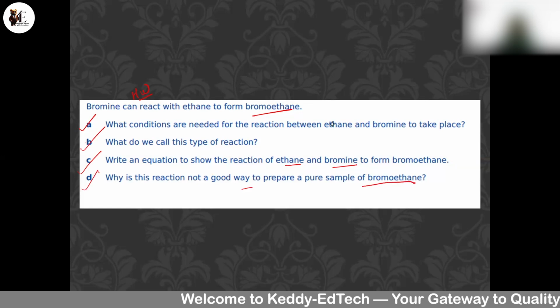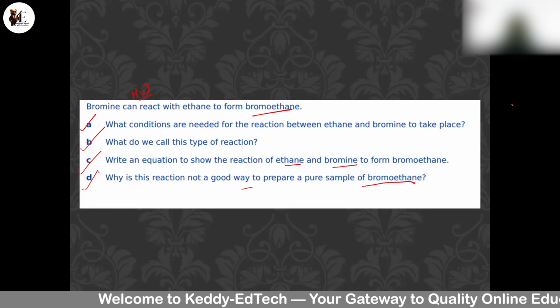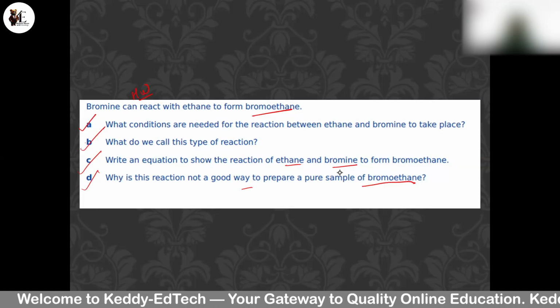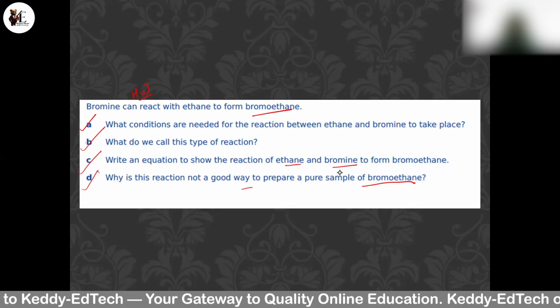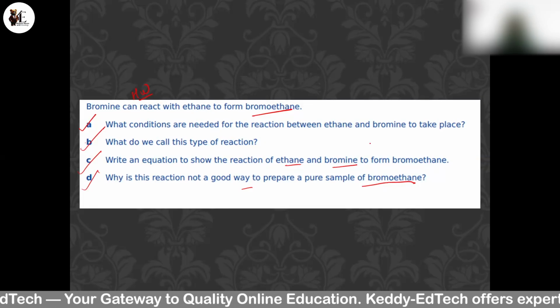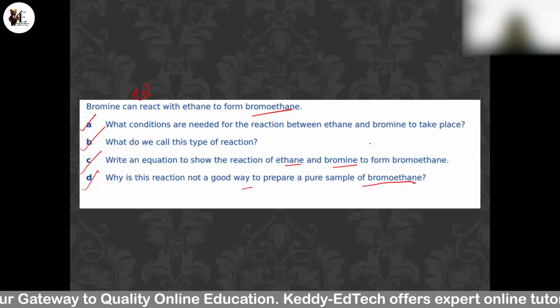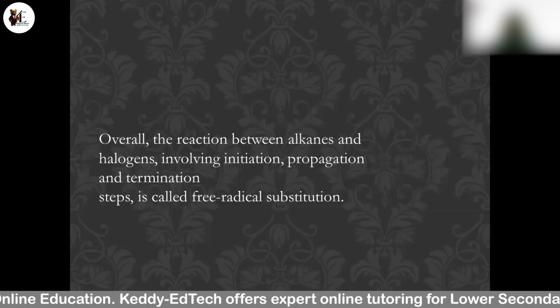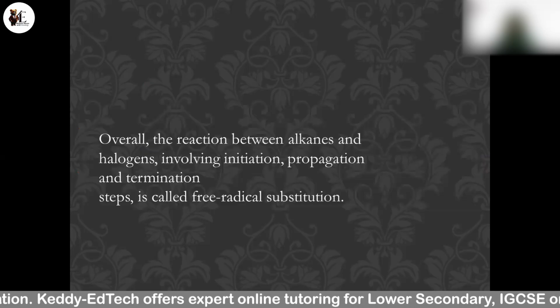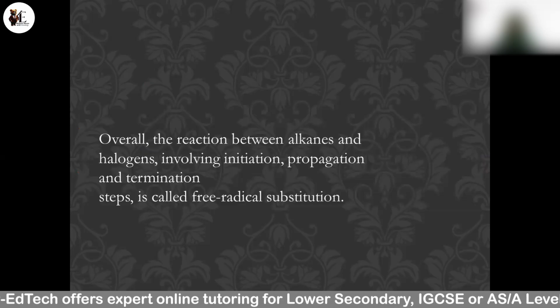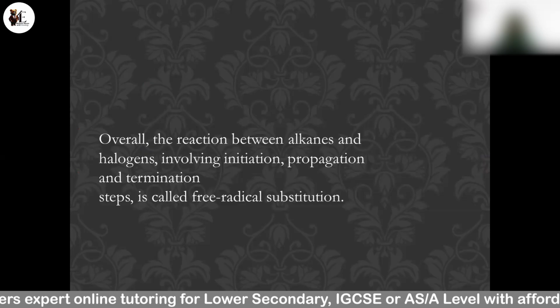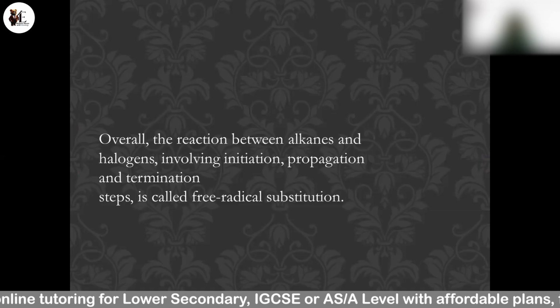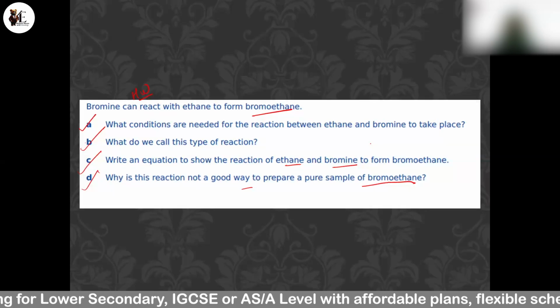All these questions we discussed in the notes for chlorine. The same happens for bromine. So write down all the questions for homework. We discussed in the last class the substitution reaction for chlorine, that there are 3 steps: initiation, propagation, and termination. The reaction between alkanes and halogens involving all these 3 steps is called the free radical substitution reaction. Now this is your homework question, copy it.